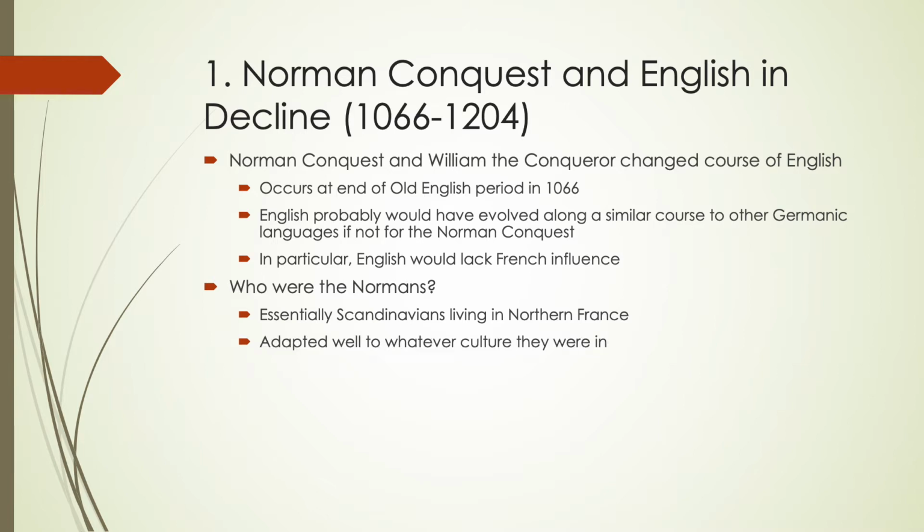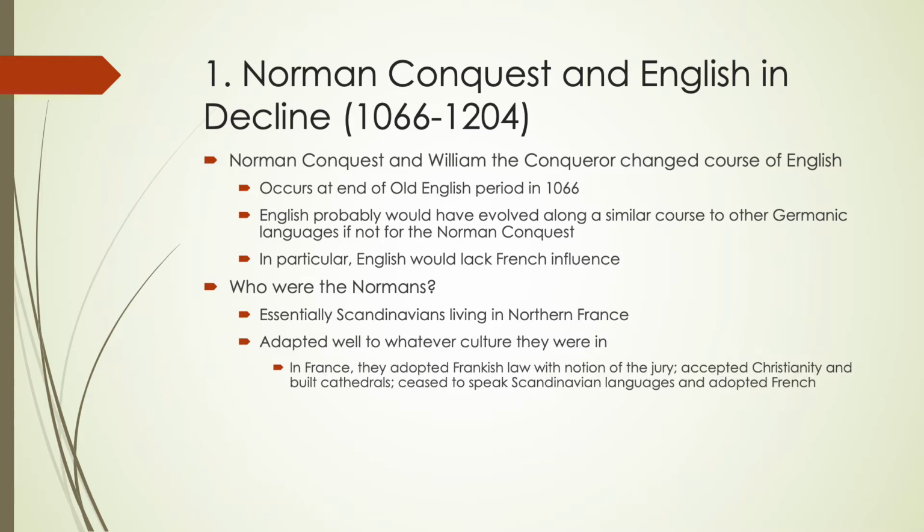They adapted well to whatever culture they were in, so by the time they got to France, they adopted Frankish law, so this is where we get the notion of the jury. They had accepted Christianity and started to build cathedrals. They were no longer speaking their Scandinavian languages and had adopted French as a language that they were using during this time period. So by the 11th century, the 1000s, civilization and culture in Normandy had essentially become French. They had adopted a lot of the cultural aspects, they'd adopted the language.